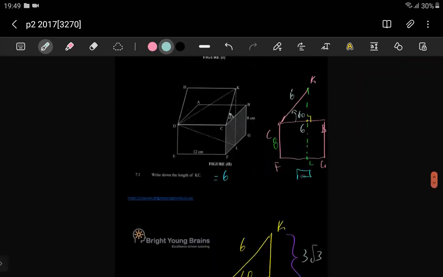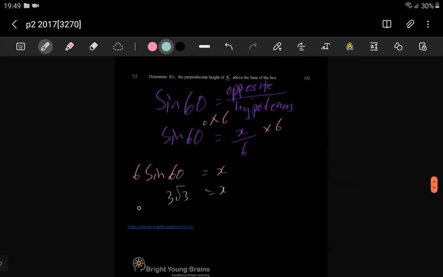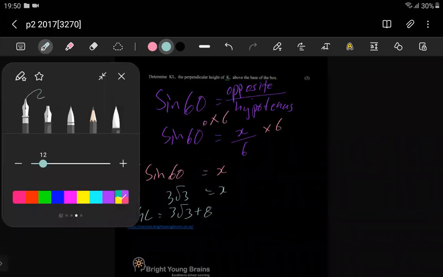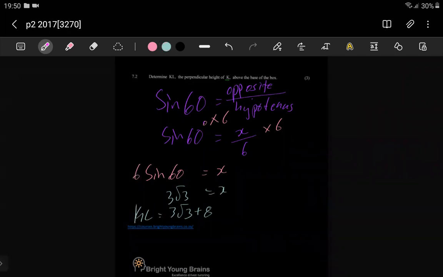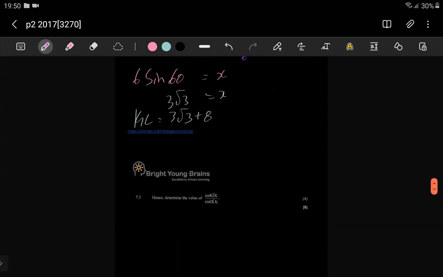Nope. They want the whole thing. So you have 3 square root of 3 here, and then you have the distance of 8 there. So the height KL is going to be 3 square root of 3 plus 8, of which you can just leave it like this. You don't have to put it as a decimal, nothing like that. You can just leave it like that and get your 3 marks. So let us keep it moving.